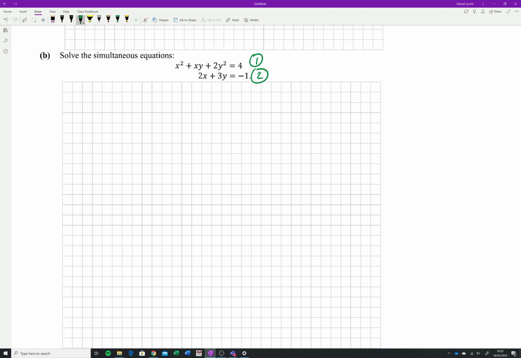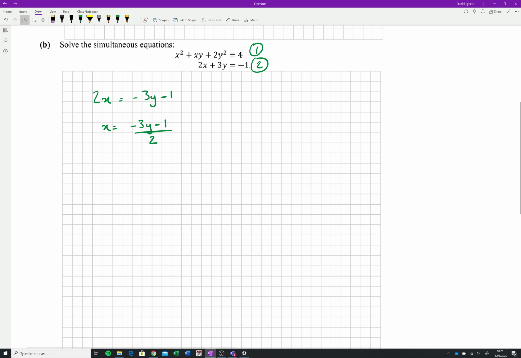So just remind yourself how exactly you go about these. What you want to do is you want to go to the easy one, that's number 2, the linear one. You don't want to touch the non-linear one just yet. And you want to get either x equals or y equals. So in this case we'll get 2x is equal to minus 3y minus 1, and x is equal to minus 3y minus 1 all over 2. Don't call it minus 1.5y minus 0.5. Okay, just don't. I would leave it like this and have courage in your mathematical ability, as foolish as that may be.